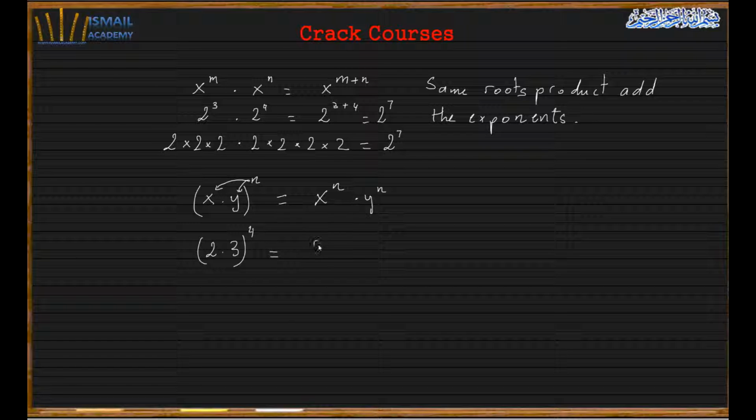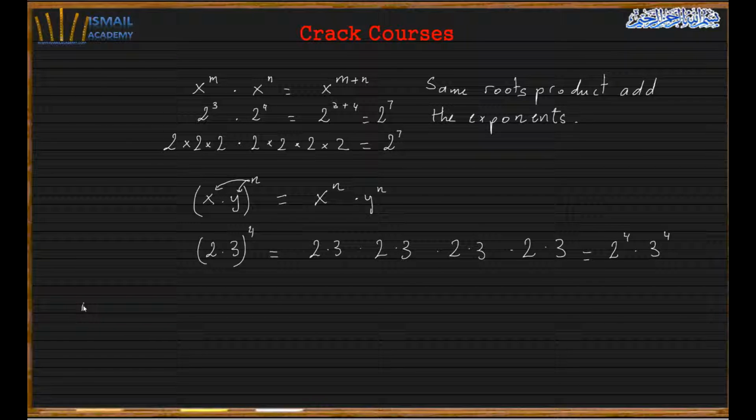So if I have 2 times 3 to the 4th power, the same thing, I have 2 times 3 times 2 times 3 times 2 times 3 times 2 times 3. And this is multiplication, so I have 2 times 2 times 2 times 2. How many do I have here? I have four 2s, and how many 3s do we have? I have four 3s.